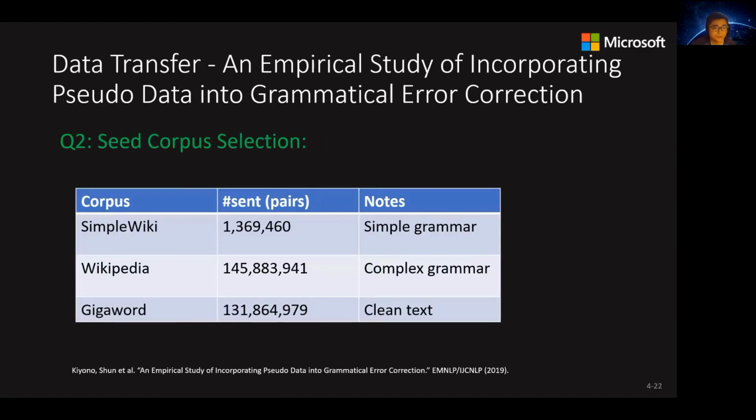The second question is how to select seed corpus. To answer this question, this work experiments with 3 corpora, which are Simple Wiki, Wikipedia, and GigaWord. And from the table here, we can see that Simple Wiki has the simplest grammar compared with the other 2 datasets, while GigaWord has the cleanest text compared with the others.